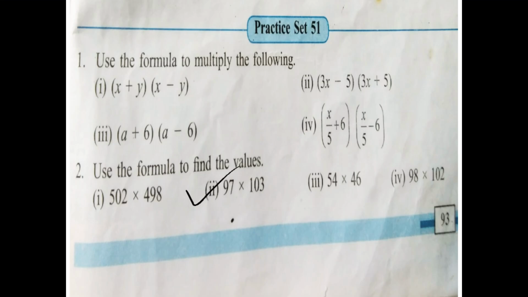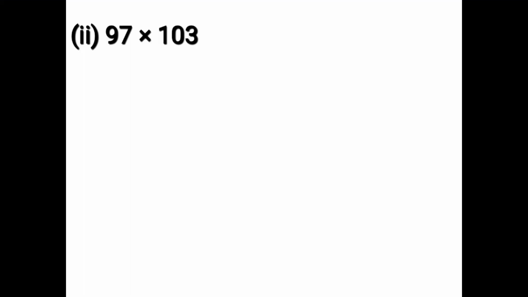97 into 103. Write the expansion form of a plus b, a minus b. The first one is coming a minus b, the second one is coming a plus b. The first number is 97. The unit place is 7, and it is more than 5, so it can come as a minus b. And the second one is coming a plus b. The unit place is 3, a number less than 5.